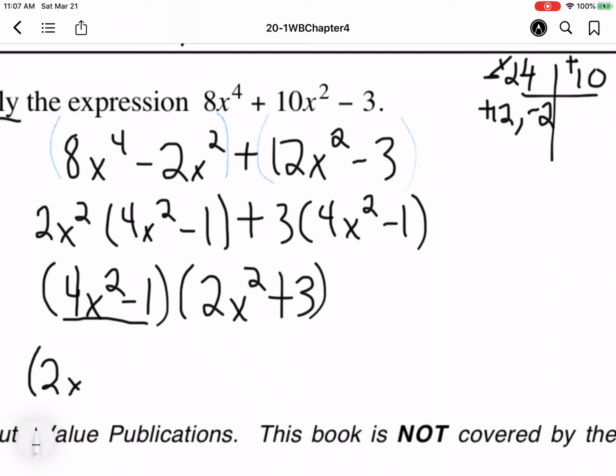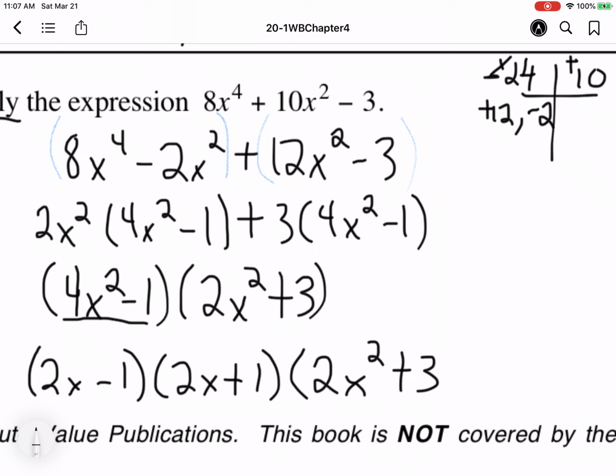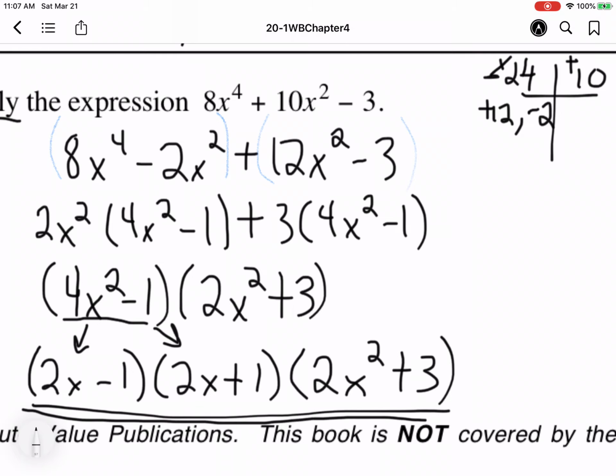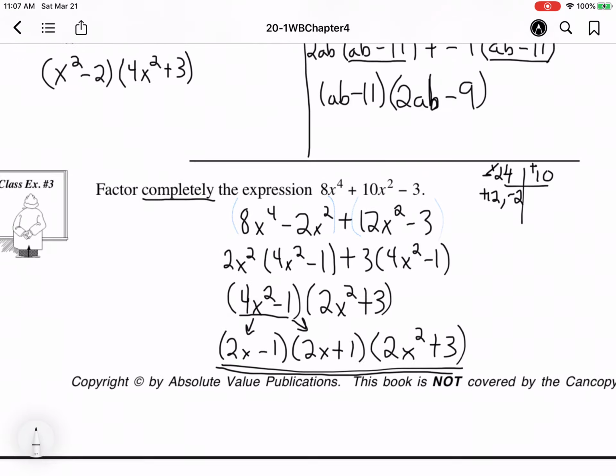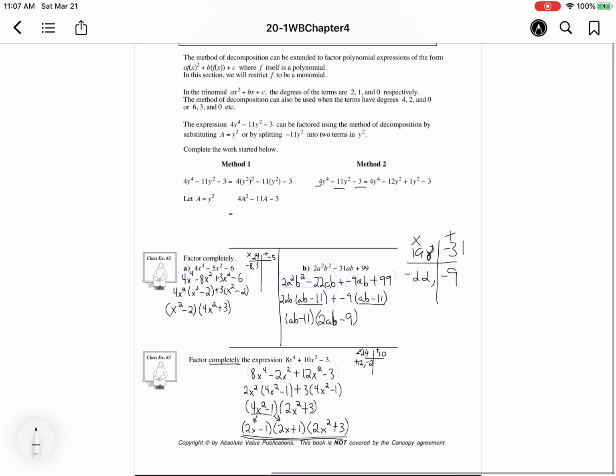So you get 2x minus 1, 2x plus 1, and then 2x squared plus 3. Okay, this goes like that, right? That's a difference of squares. So this is our final answer. All right, our final answer looks like that. There's the whole question for you if you need to pause the video and write that down. All right, there's that whole page.